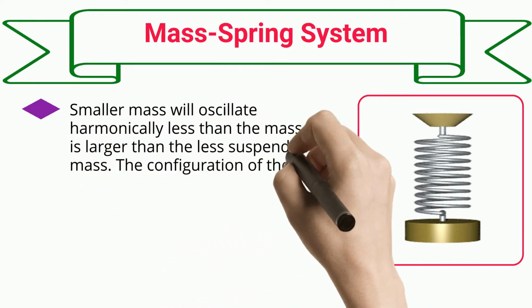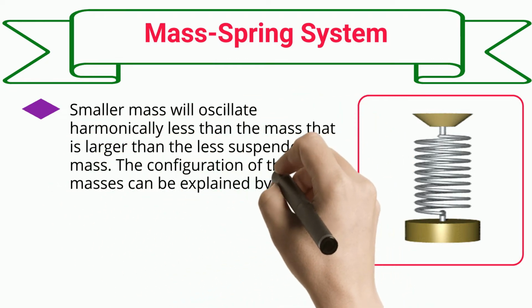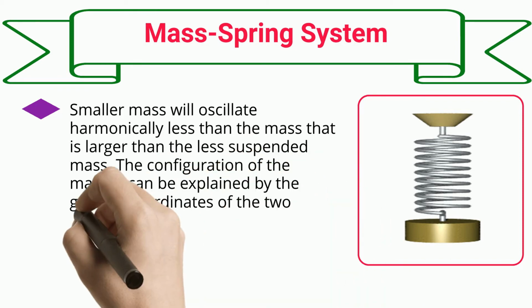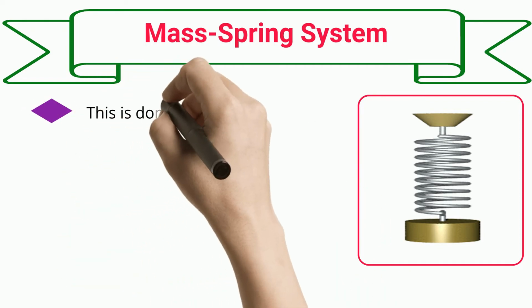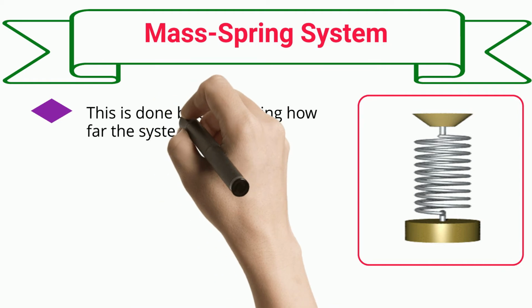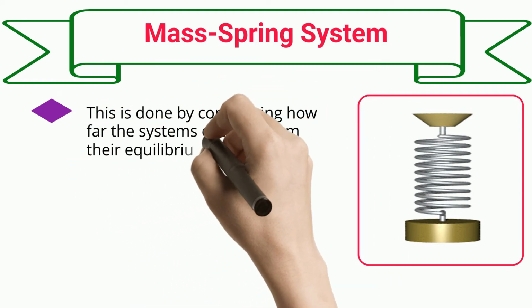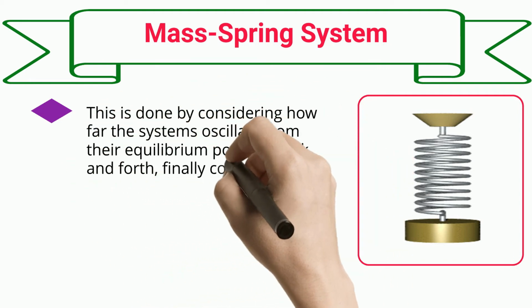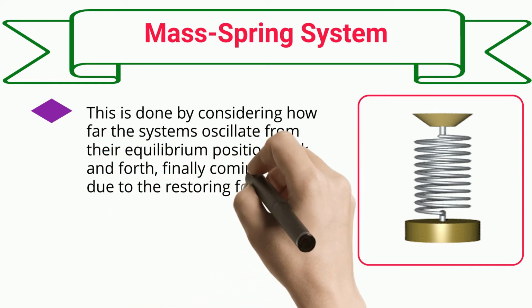The configuration of the masses can be explained by the general coordinates of the two systems. This is done by considering how far the systems oscillate from their equilibrium position back and forth, finally coming to rest due to the restoring force acting upon them naturally.